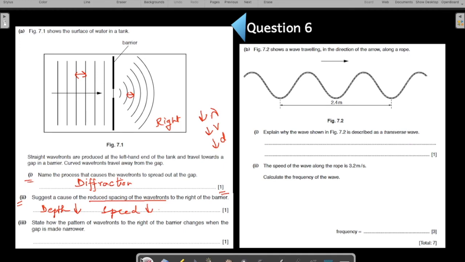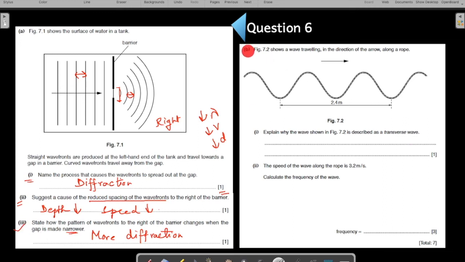Alright, next part. State how the pattern of the wavefront to the right of the barrier changes when the gap is made narrow. When you're making the gap more narrow, this is a property of diffraction. Narrower is the gap, more is the diffraction. So more diffraction. We have a video on diffraction as well. Please go through it to understand the answer for the part 3.